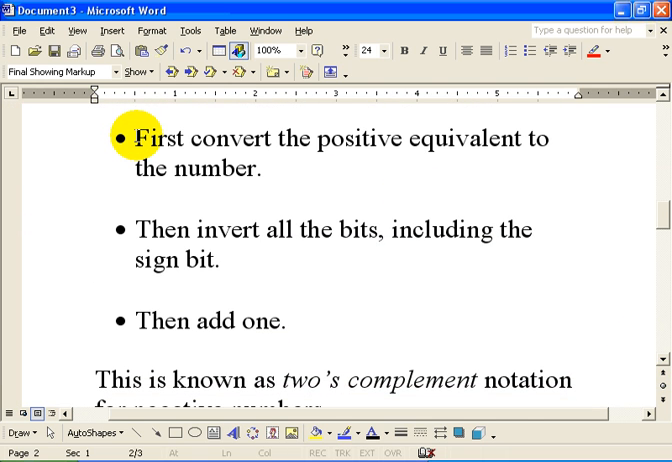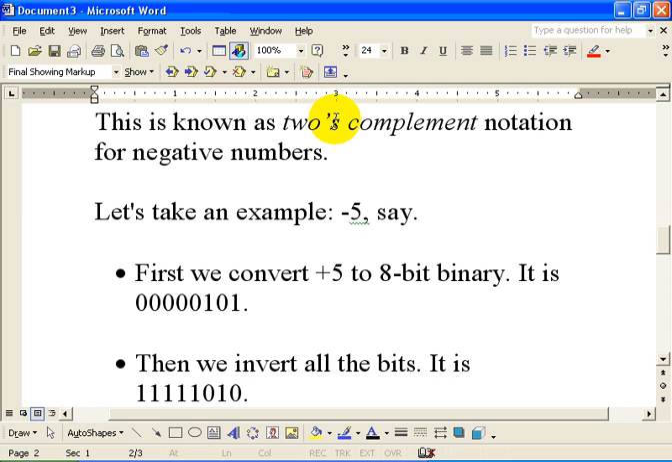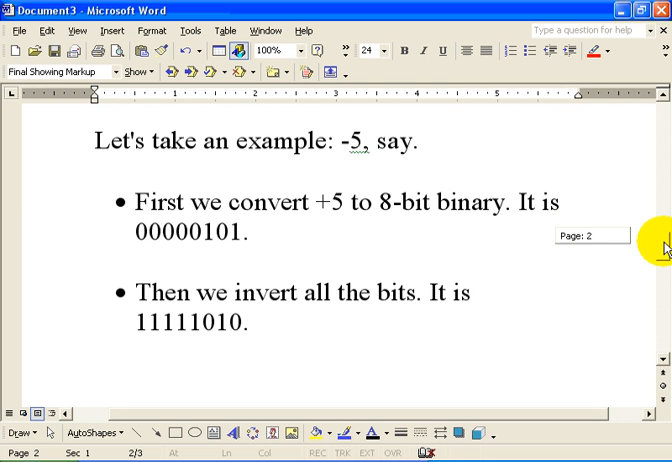Let's take a look at how that works. First of all, the rule is if you want to convert a negative number to its binary equivalent, you first convert the positive equivalent of the number. So if you're trying to convert minus 5, say, the first thing you do is convert the number plus 5. The next step is to invert all the bits, including the sign bit. Just change every 0 to a 1 and every 1 to a 0. And then you add 1. If you follow that procedure, you wind up with the negative number in 2's complement notation. Let's try and work through minus 5.